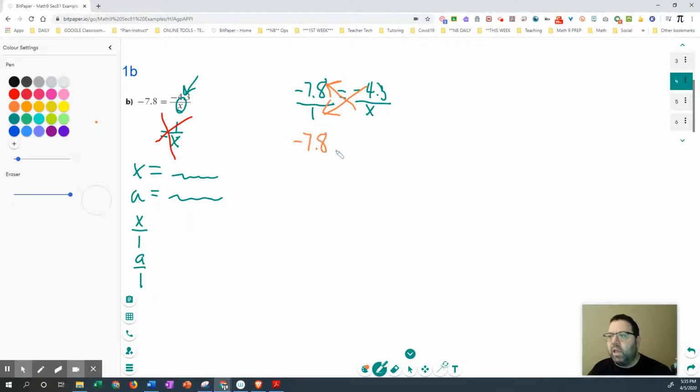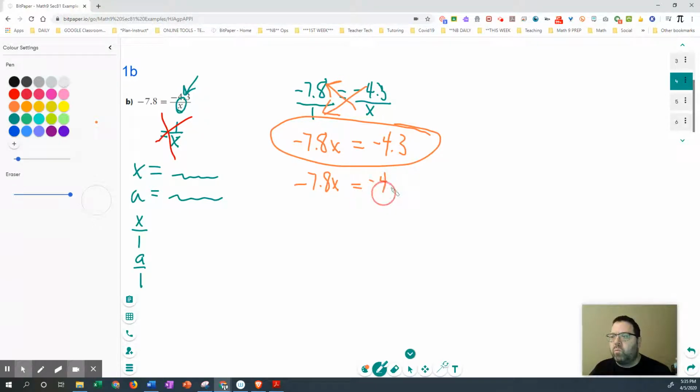Negative 7.8 times x. I don't know what x is. I'm just trying to rewrite the question so it's a little bit more workable. Now, 1 times negative 4.3 is negative 4.3. So now we have something that's a little bit more familiar. Let's see how this works out. So we have negative 7.8x is equal to negative 4.3.